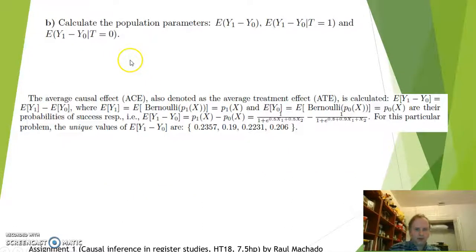Now, calculate the population estimate. The average causal effect, also called the average treatment effect, is calculated in this way because the expectation of the Bernoulli gives the probability, the probability of success. So the differences are these numbers already given, and you fill them into the formula and you get the values. Of course, because X will be many of them, you get many values, but I present only the unique values. Okay.